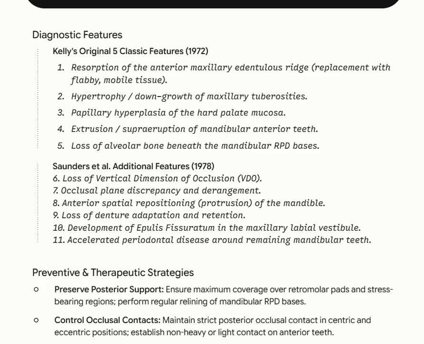7. Loss of vertical dimension of occlusion, VDO. 8. Occlusal plane discrepancy and derangement. 9. Anterior spatial repositioning, protrusion of the mandible. 10. Loss of denture adaptation and retention. 11. Development of epulis fissuratum in the maxillary labial vestibule. 12. Accelerated periodontal disease around remaining mandibular teeth.